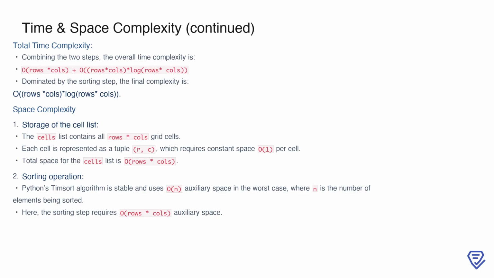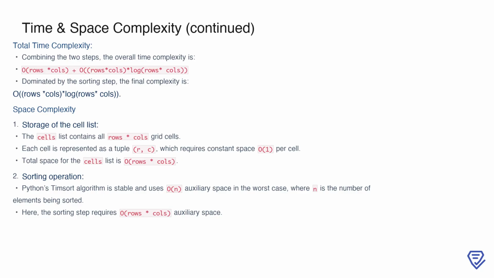Now, looking at space complexity, we must first consider the space used to store the list of all cells. The cells list contains rows * cols elements, and each element is a tuple (r, c) representing a cell. Since each tuple requires constant space, the space required for the list is O(rows * cols). Additionally, the sorting operation uses Python's timsort algorithm, which requires O(n) auxiliary space in the worst case, where n is the number of elements being sorted. In our case, this results in an additional O(rows * cols) space.